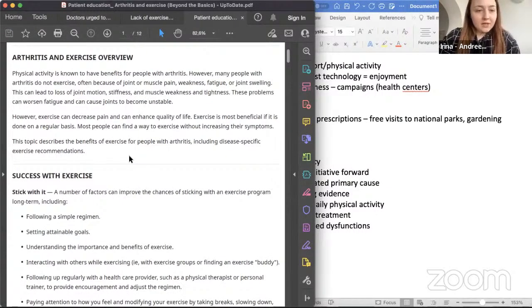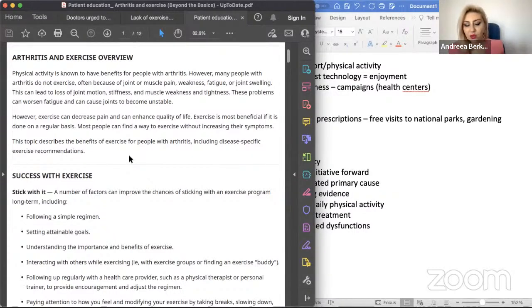Okay, so here, what ideas can we extract? What can we use in our essay? Benefits we have. So we have the disease, arthritis, and we have words which describe this disease: muscle pain, weakness, fatigue, we have the swelling of joints, which involve loss of joint motion, stiffness, muscle weakness, and tightness.